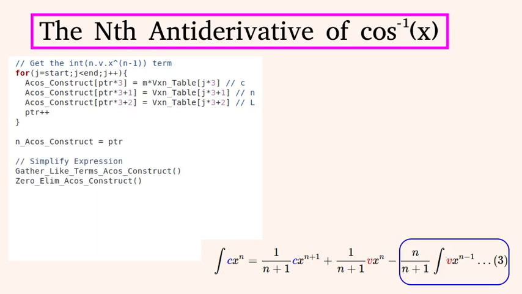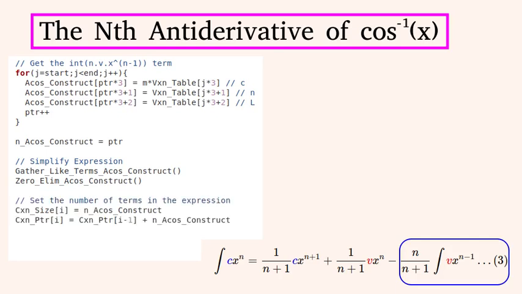So now we'll simplify this expression in the construction array. We'll then set these variables to point to the start of and size of the ith antiderivative in this table. We'll then copy this entry into the table from the construction array. So now we have the ith entry. We can repeat this step all the way to the nth entry. Then we have to increment the number of entries in this table.